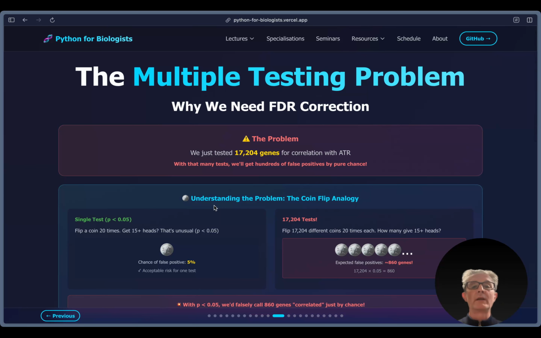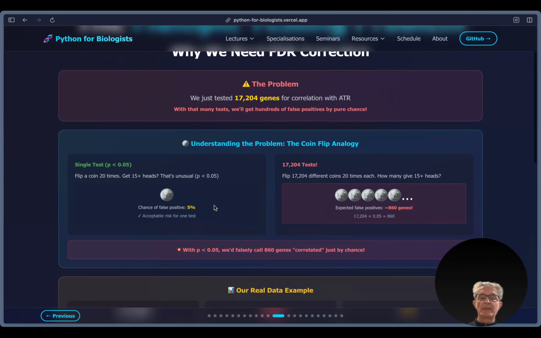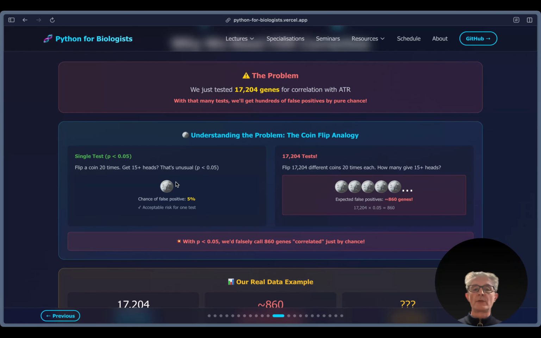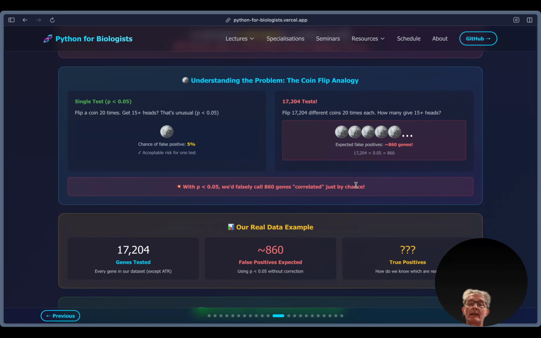And for this, we are running into a problem, called the multiple testing problem. We can explain this best using a coin analogy. If I have a coin and I flip it 20 times and I get 15 heads, I might be suspicious that something is wrong, because that's quite unlikely to get in one go. If I do it 17,000 times, I have a chance of 5% to get 15 heads. So I will actually get quite a large number of positive results, but this will be by pure chance. And this is like that in any statistical test where you do something over and over again.